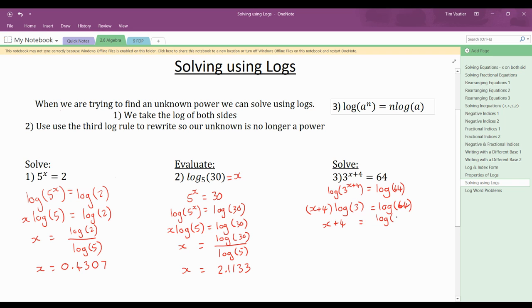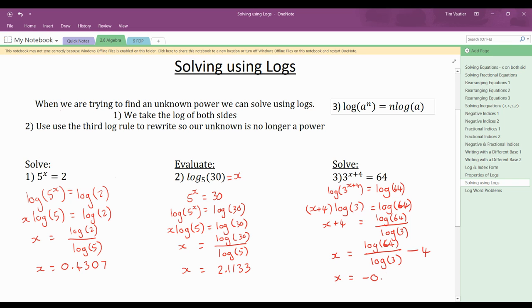So I've got log 64 over log 3. At this stage, I'd probably want to type that in on my calculator. And lastly, I need to subtract 4 from both sides. So to get x, I've got log 64 over log 3, and then I've got minus 4. I'd probably type in the log 64 over log 3, work that out first, then subtract the 4. Otherwise, you've just got to be careful if you're going to type the whole thing in sometimes with some problems.